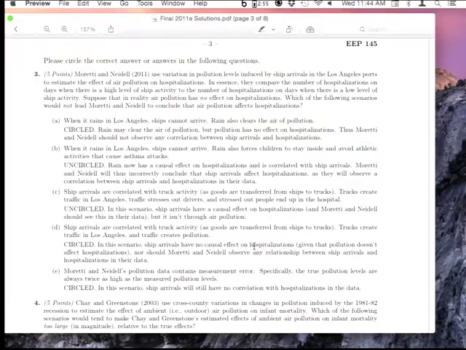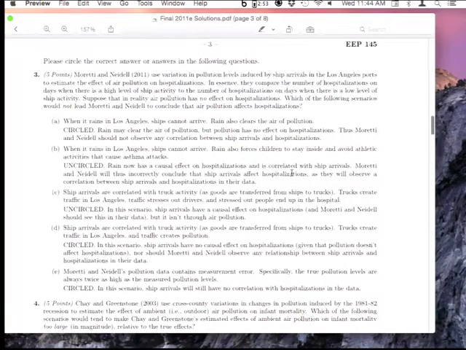So the ones that you want to circle are the ones where it's not causing bias, the scenarios that don't generate differences in hospitalizations between high ship activity and low ship activity days. There are 5 scenarios that are given.